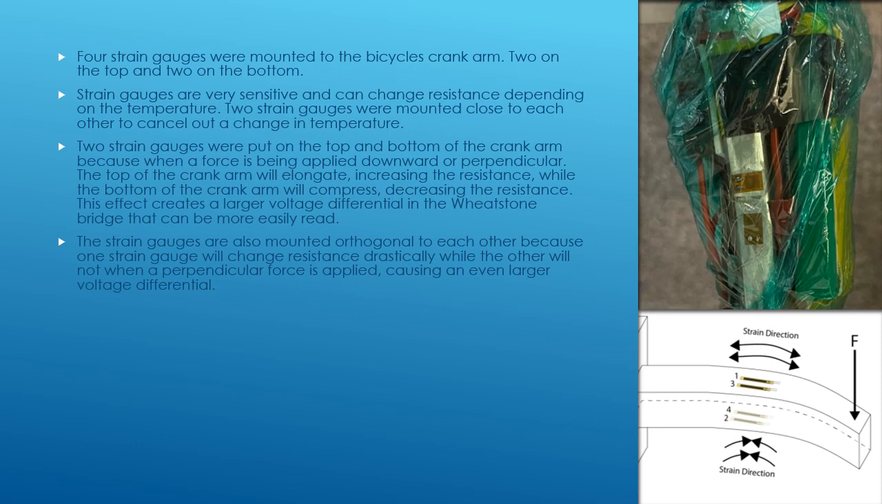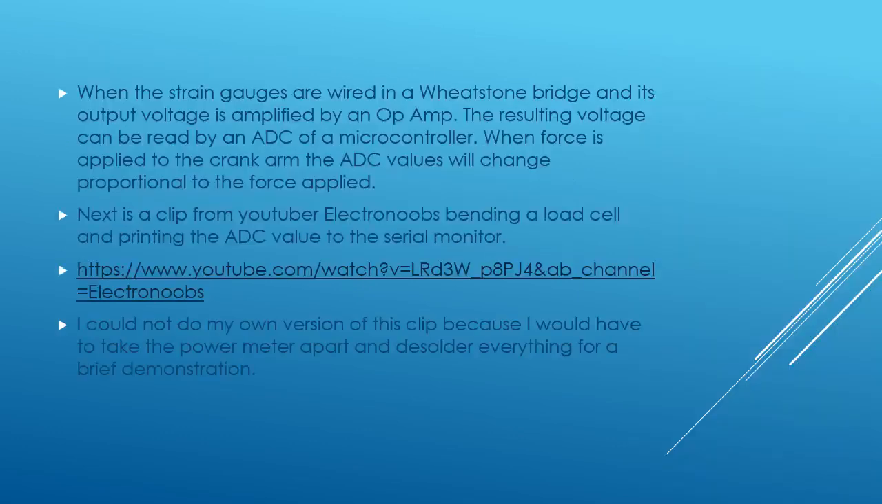The strain gauges are also mounted orthogonal to each other because one strain gauge will change resistance drastically while the other will not when a perpendicular force is applied, causing an even larger voltage differential. When the strain gauges are wired in a Wheatstone bridge and its output voltage is amplified by an op-amp, the resulting voltage can be read by an ADC of a microcontroller. When force is applied to the crank arm, the ADC values will change proportional to the force applied.